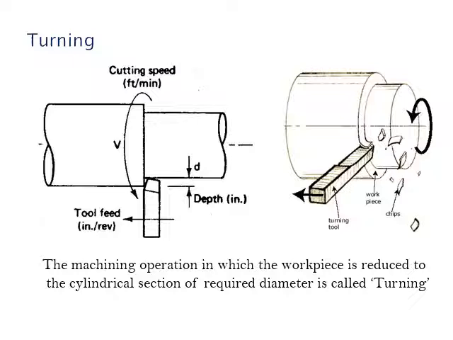The machining operation in which the workpiece is reduced to a cylindrical section of the required diameter is called turning operation. So at that time the tool movement takes place parallel to the axis of rotation of the workpiece. These two sentences are very important.